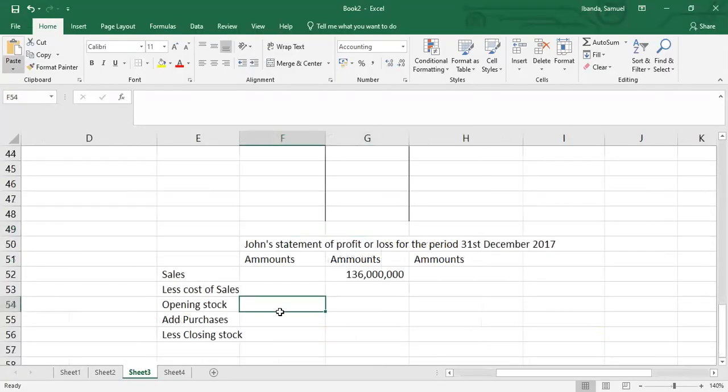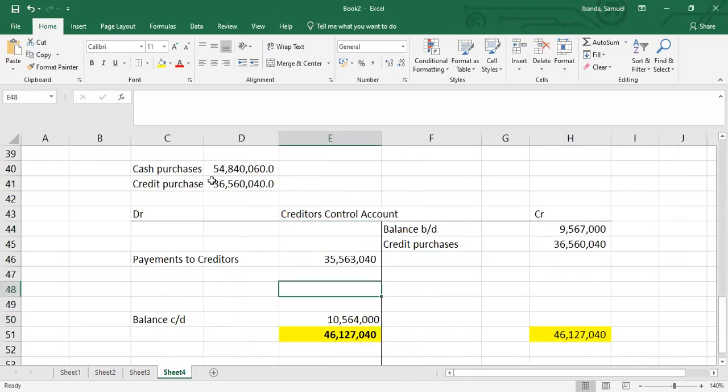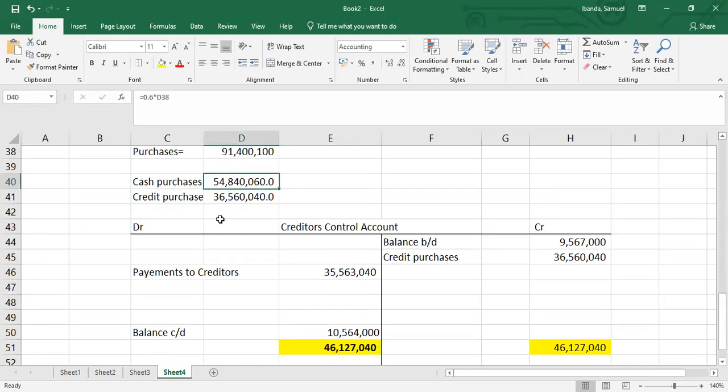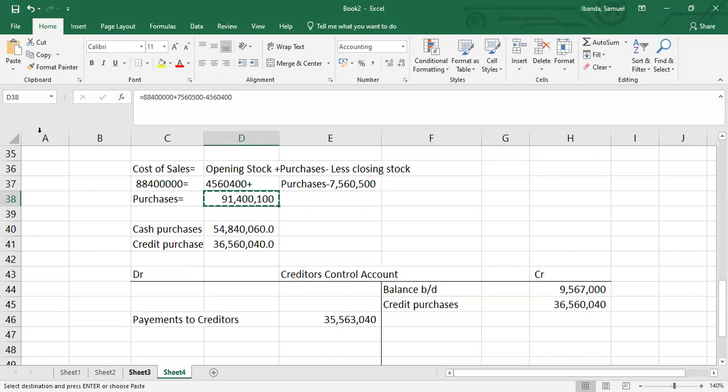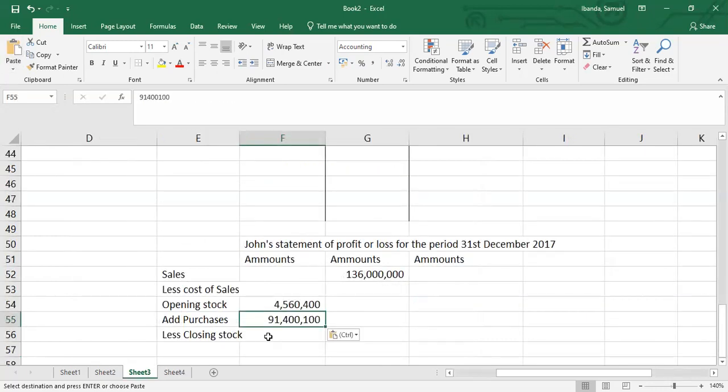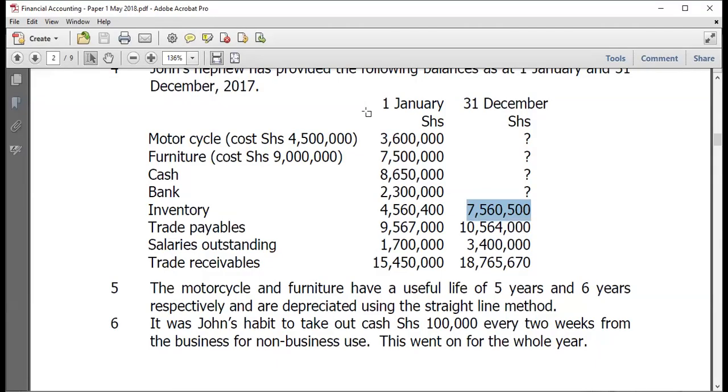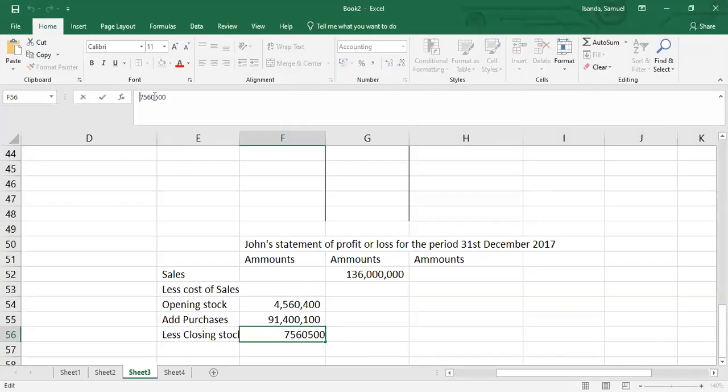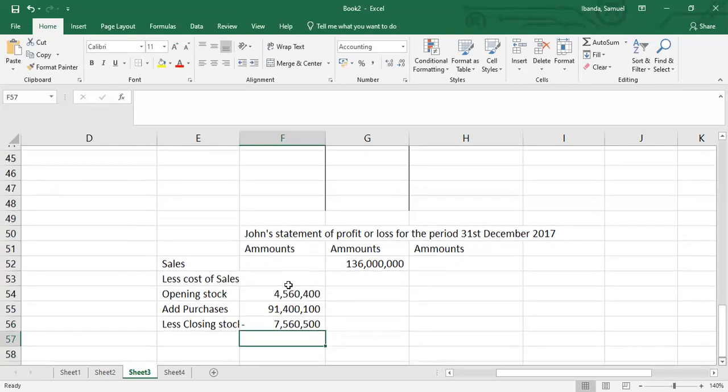Opening stock, that one. Then I'll add my purchases, which I've just calculated. My purchases were 91,400. So I'll put it there. And then I'll less my closing stock. My closing stock will come from the question. This value right there. Okay. That is what I basically do have.